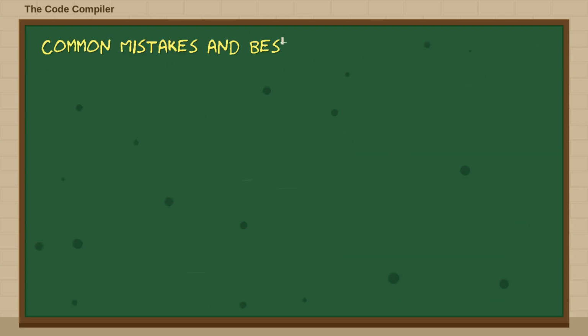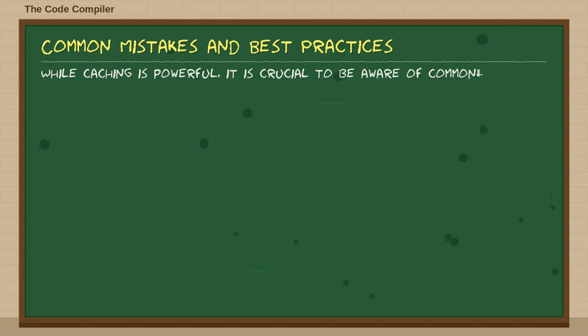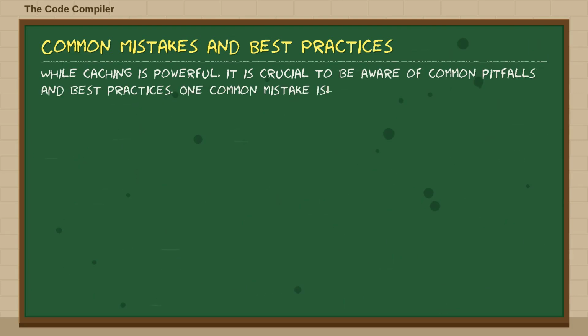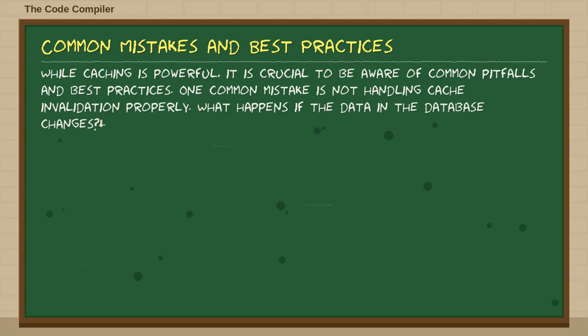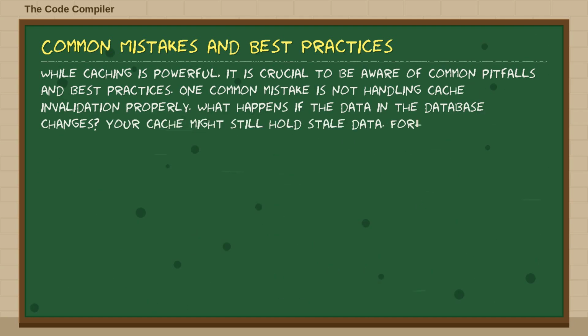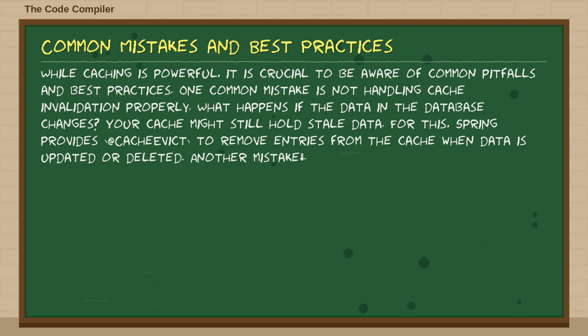While caching is powerful, it is crucial to be aware of common pitfalls and best practices. One common mistake is not handling cache invalidation properly. What happens if the data in the database changes? Your cache might still hold stale data. For this, Spring provides @CacheEvict to remove entries from the cache when data is updated or deleted.